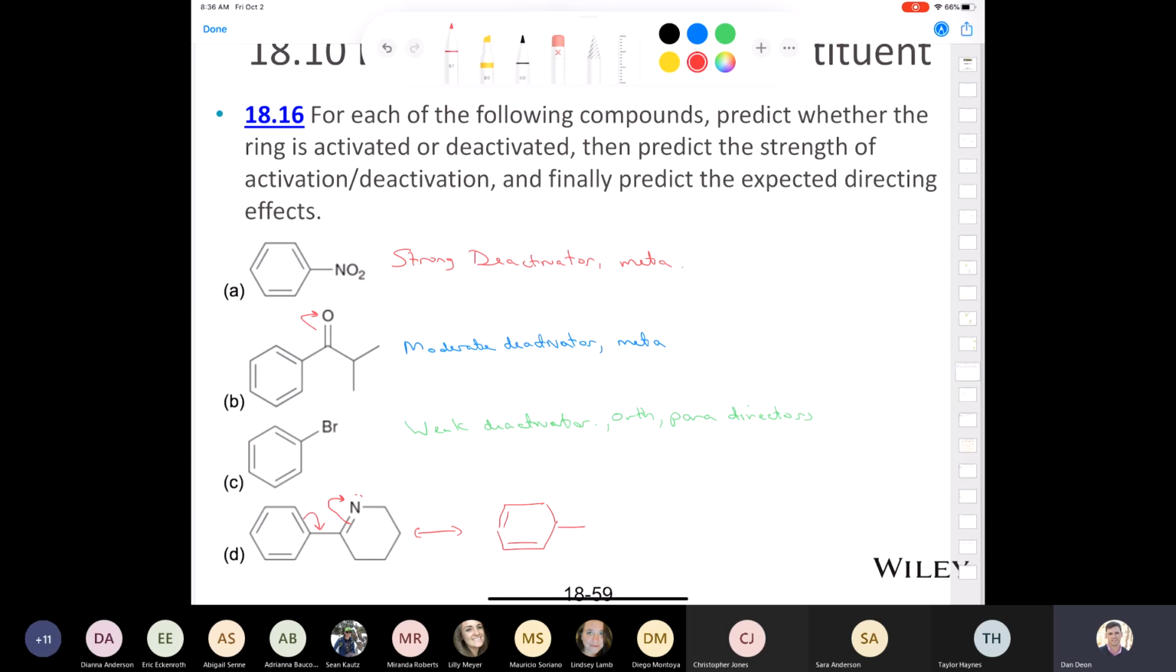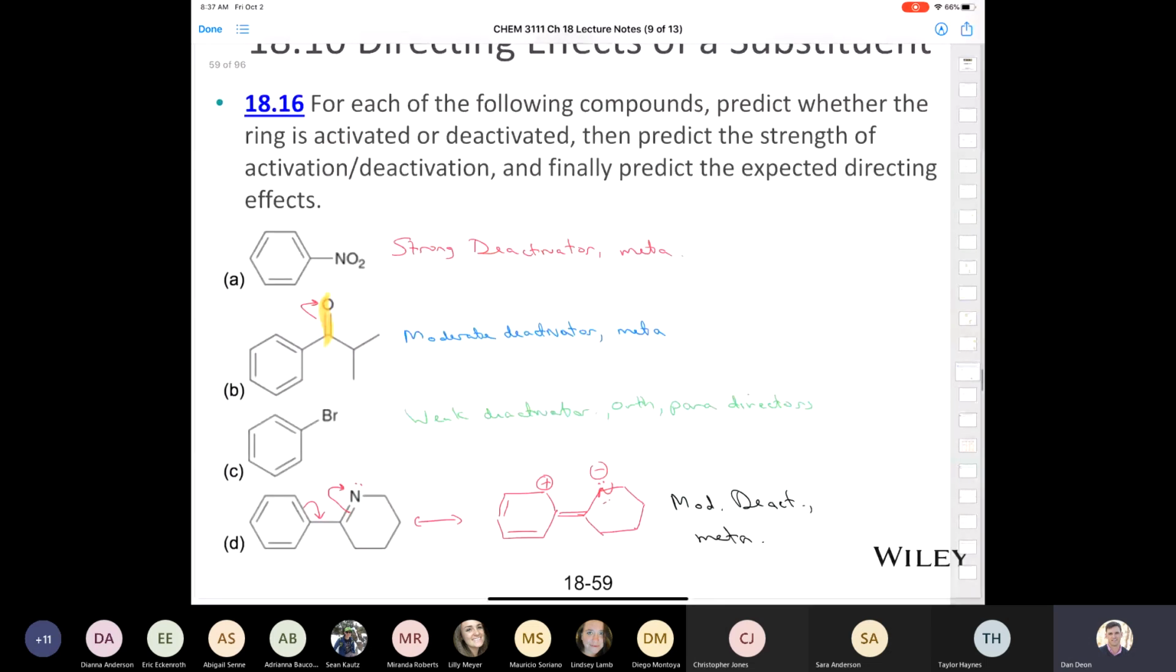So we'll get a resonance contributor that looks like this, where we have the negative charge on our nitrogen like this, and we'd have a positive charge like that. And so you can see that this is pulling electron density away from the ring by resonance, just like in B. And so it's got the same kind of effect that a carbonyl has. And thus the conclusion would be that this would be a moderate deactivator. And we know that deactivators are going to be meta-directing, unless it's a halogen. Okay, there we go. Well, let's move on from there.